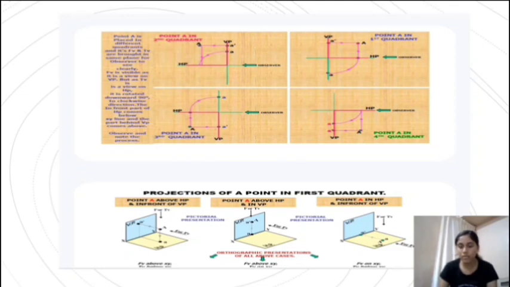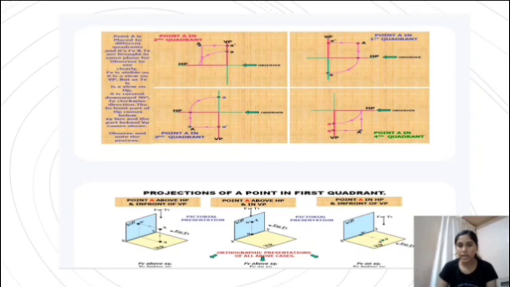In the fourth quadrant, a point A in the fourth quadrant means below HP and in front of VP. So the top view lies on HP and the front view lies on VP. So the HP is rotated 90 degrees in clockwise direction. So both top view and front view lie below the XY line. So these are the common positions you get in the quadrants.